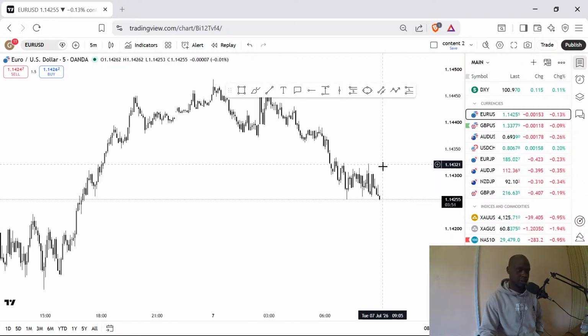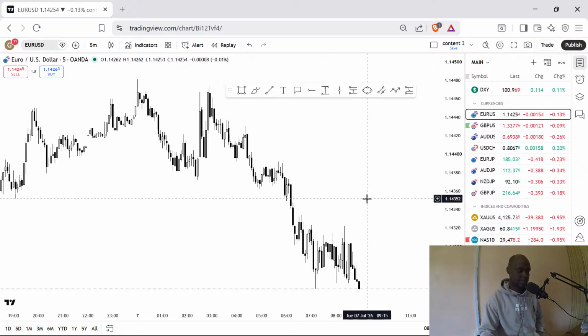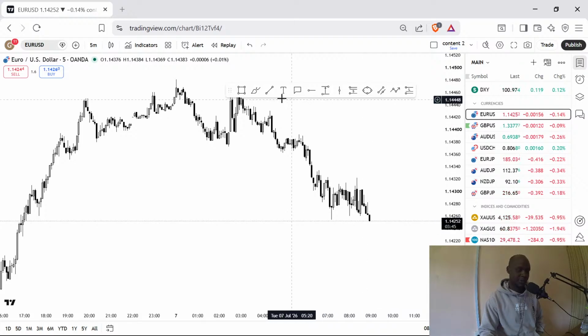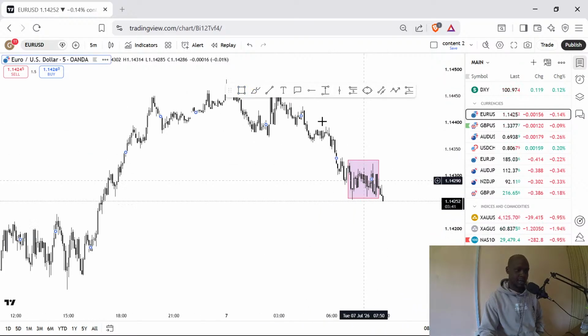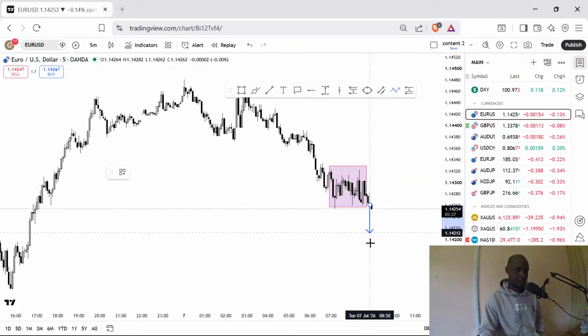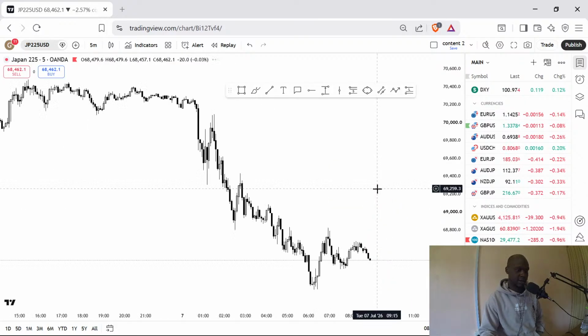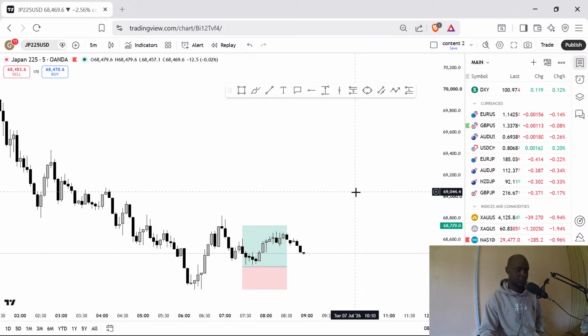Not so much with EURUSD. But with EURUSD, if we continue pushing lower from this sort of consolidation here, I might consider taking short entries. But you have to push outside aggressively with a lot of momentum for me to take short entries. For now, let me just focus on the JK225 entry that I do have.